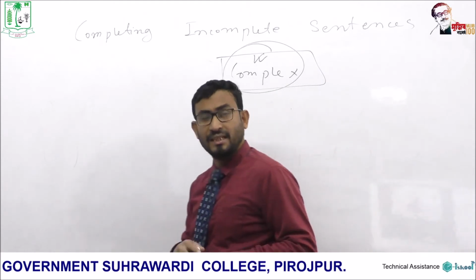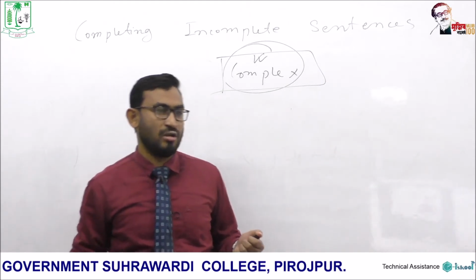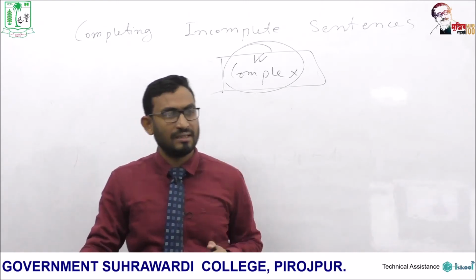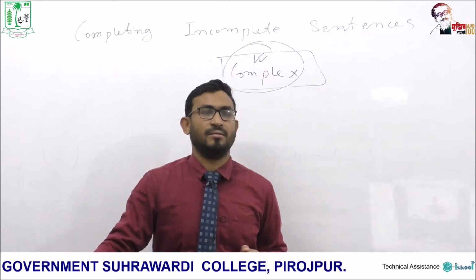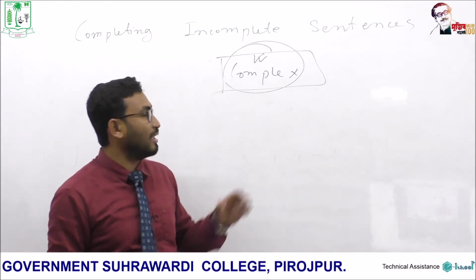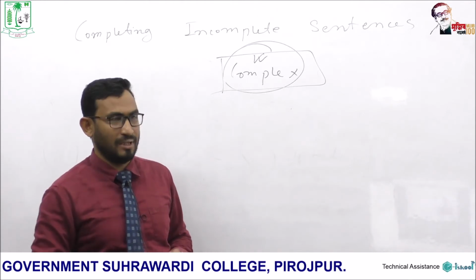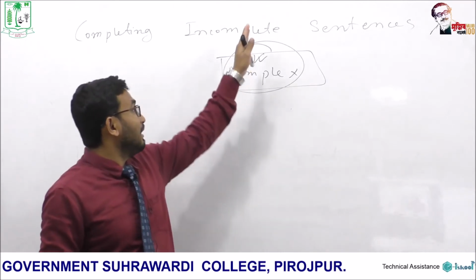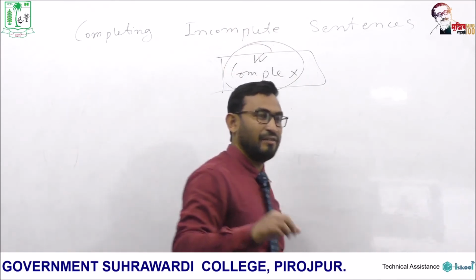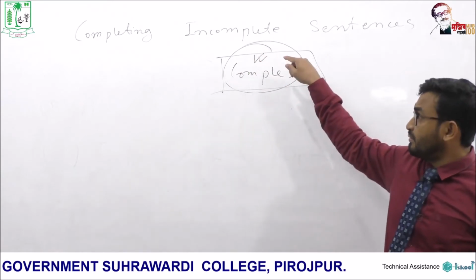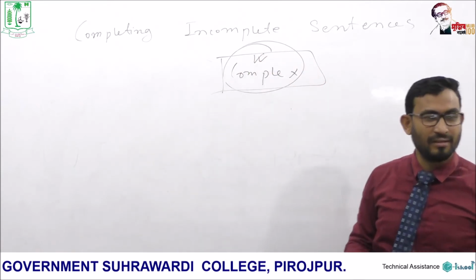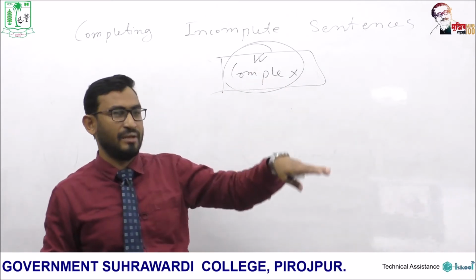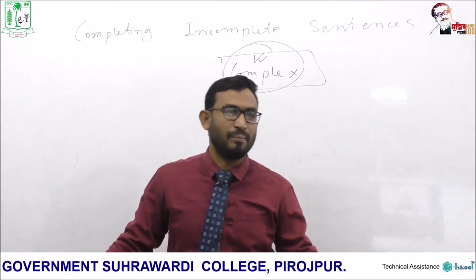We know a complex sentence consists of two clauses. A complex sentence consists of at least two clauses. What are the two clauses? One is the principal clause, the other is the subordinate clause. So in completing a sentence, if the principal clause is given, often you need to write the subordinate clause, or if the subordinate clause is given, often you need to write the principal clause.